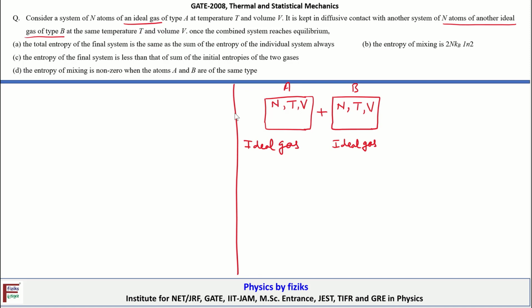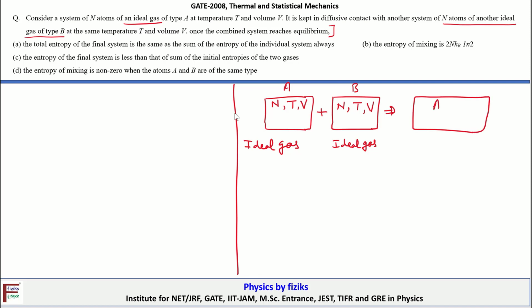Once the combined system reaches equilibrium, the entropy of the final system is the same as the sum of the entropies of the individual systems. So we have to look for the entropy of the composite system. Once the diffusion has taken place, the composite system comes into equilibrium. Atoms from both sides will mix with each other, so we will have a mixture of type A and type B.